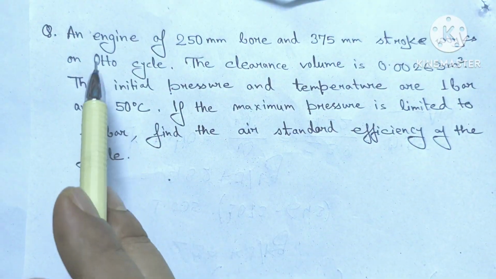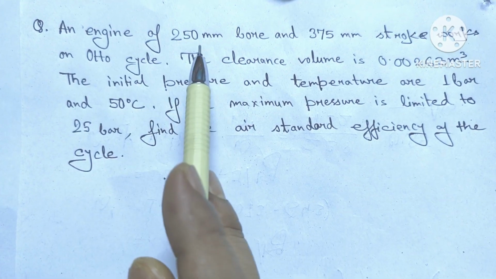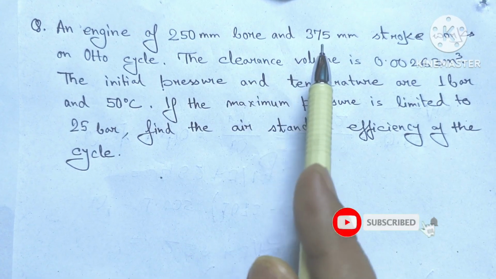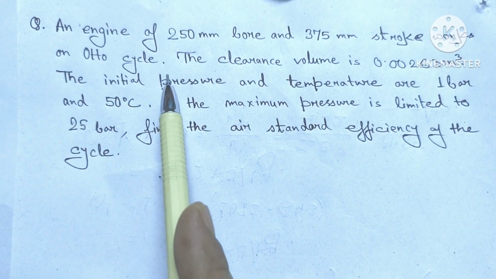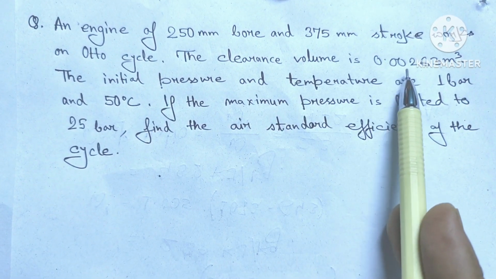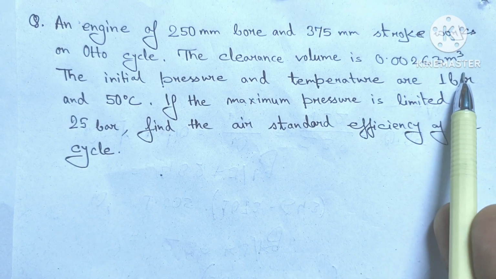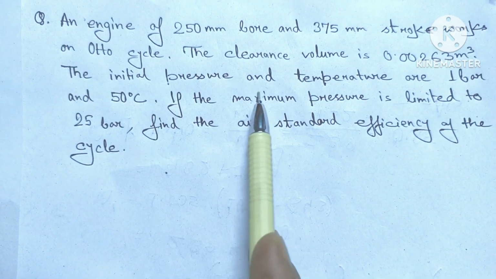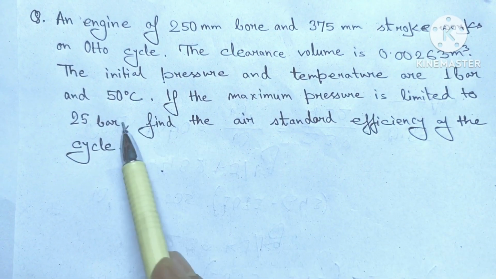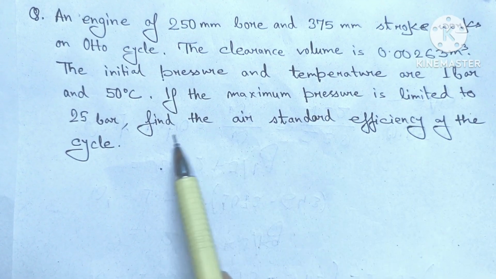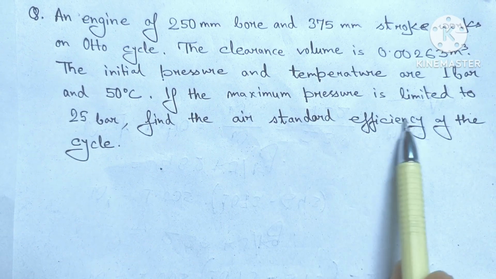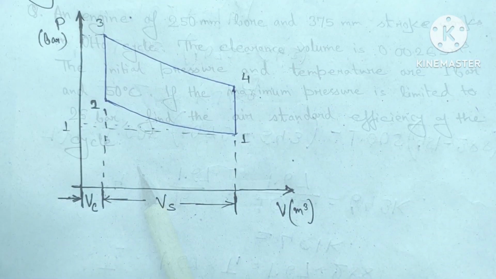So this is the next problem. An engine of 250 mm bore and 375 mm stroke works on Otto cycle. The clearance volume is 0.00263 meter cube. The initial pressure and temperature are 1 bar and 50 degrees centigrade. If the maximum pressure is limited to 25 bar, find the air standard efficiency of the cycle.